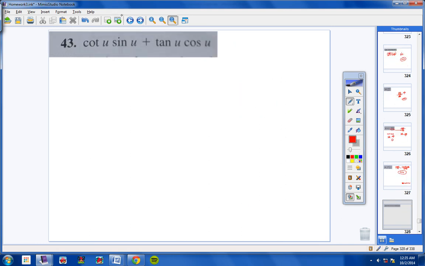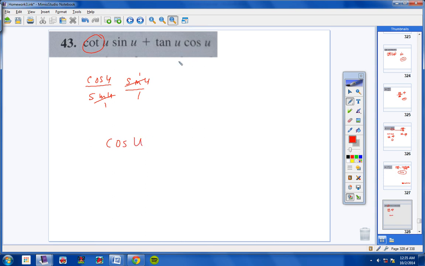Okay, this one could be tough. Hopefully we'll get this okay. All right, and maybe not too bad. Okay, cotangent here, I'm not for sure about this, but I'm thinking for cotangent, I should probably put cosine over sine times sine over 1. These will cancel, and I'm left with cosine of u over 1. So cosine of u.